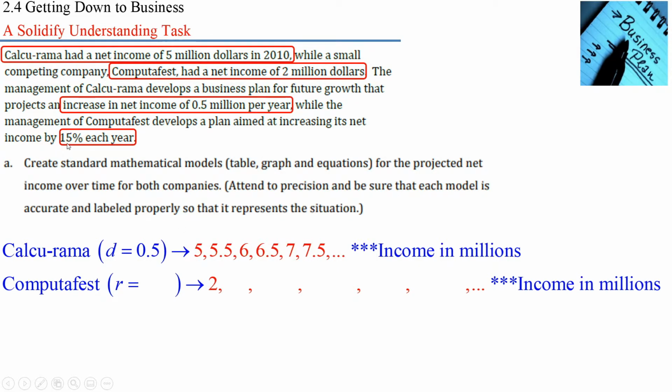We're increasing by 15% each year, and 15% as a decimal is 0.15. But remember, we also need to represent 100% of the money we had the previous year. That means the common ratio would be 1.15. That is how we represent an increase of 15% per year as a decimal: 100% plus 15% more, 1.15.